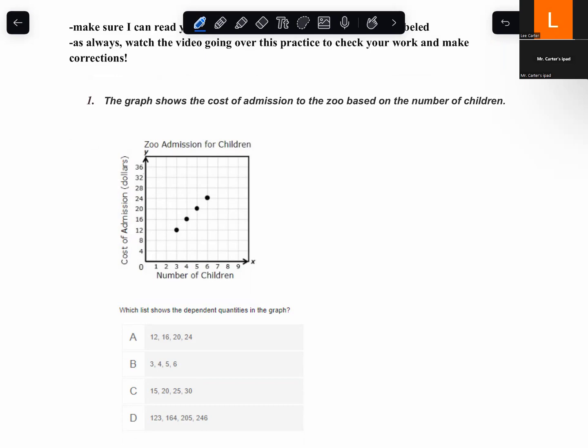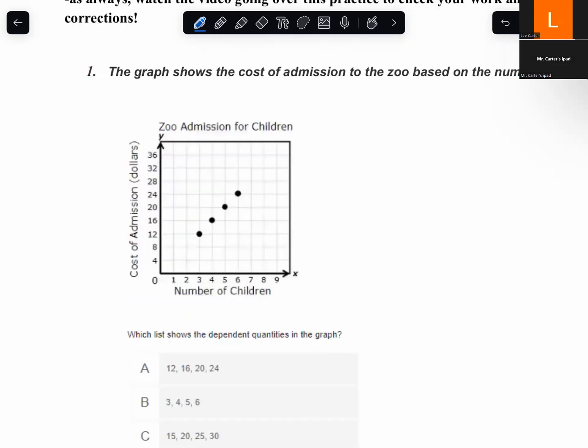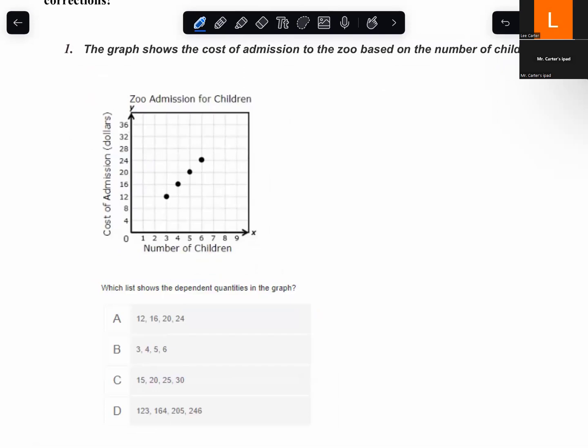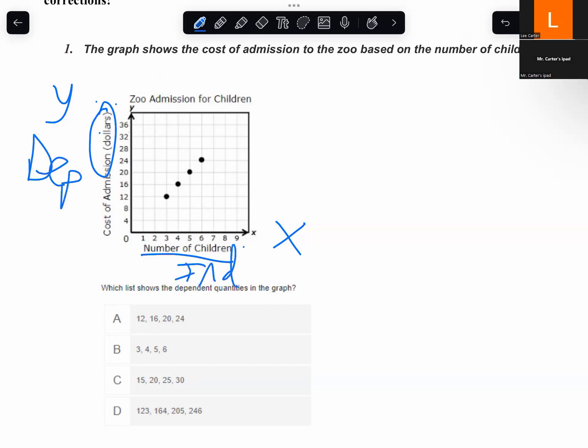All right, so this graph shows the cost of admissions to the zoo based on the number of children. So dependent would be the Y, independent is the X, right? So the Y depends on what the X is, right? So the cost in dollars depends on the number of children. So this is the dependent and this is the independent. So the dependent ones are going to be 12 right here, 16, 20, and 24. So the 3, 4, 5, and 6, that's the independent ones.